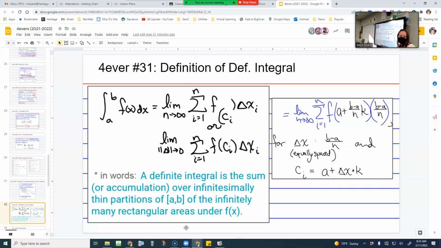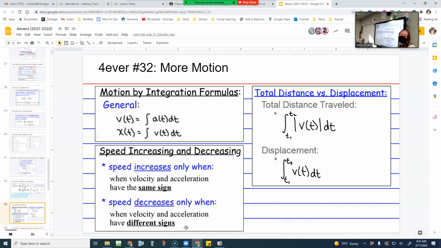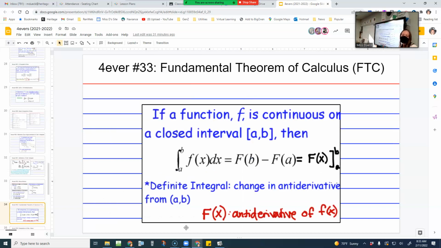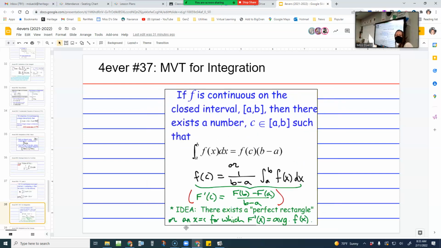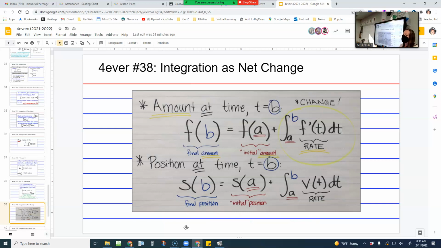What is the limit definition of a definite integral? Struggle bus. I could give you some motiony things. I could give you FTC. I could give you absolute value. Where do you split it up? I could give you average value. I could give you FTC part 2. I could give you MVT. Do you see why we're just having this be our focus for Tuesday?